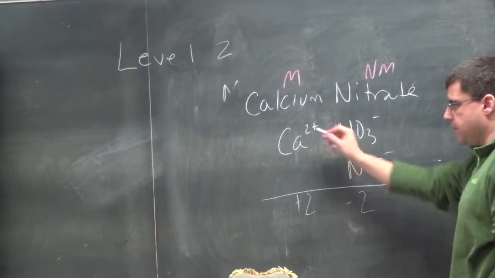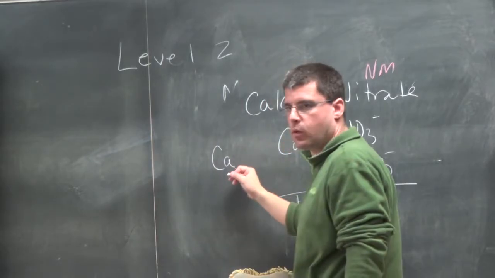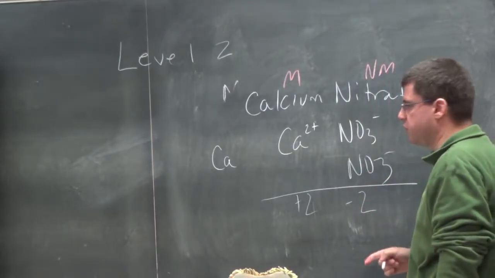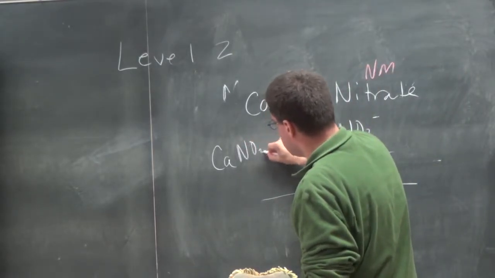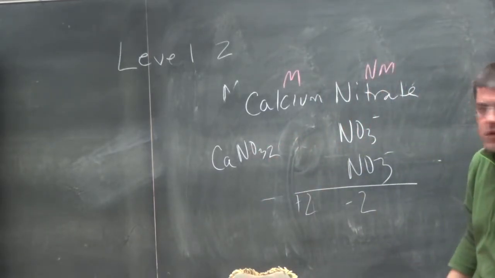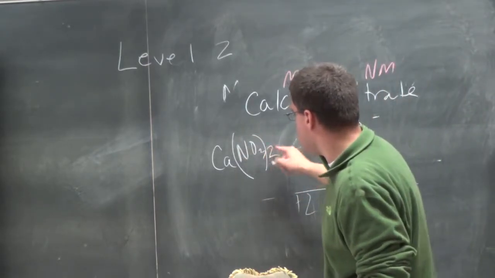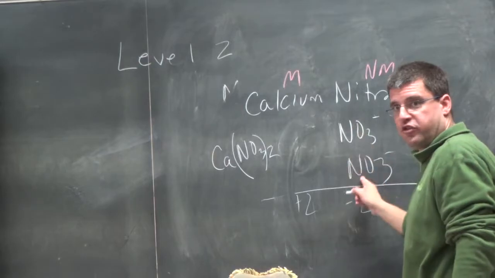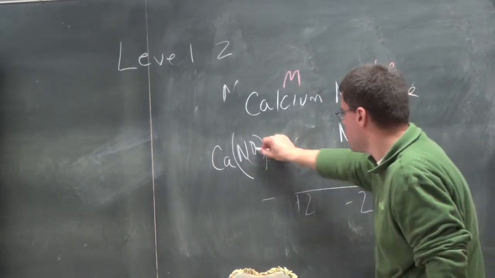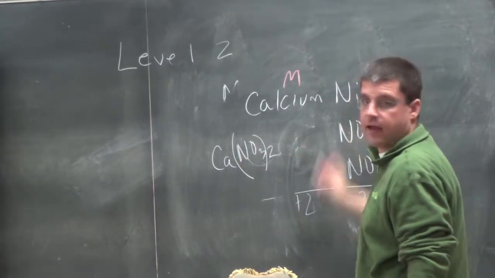How many did it take? 2. How many here? 1. So watch. Ca, do I put a 1 there? No, the symbol counts. How many nitrates? 2. So NO3 2. 32 oxygens to the 1 nitrogen? No. No. Put a parenthesis. Again, 2 nitrates. 2 nitrates. Prove it. 1 calcium we know. 2 nitrogens, 6 oxygens. CaNO3 parentheses 2. That's the answer for that.